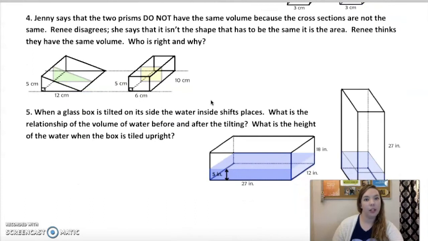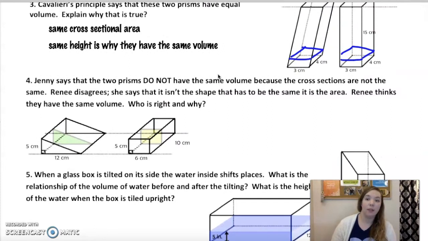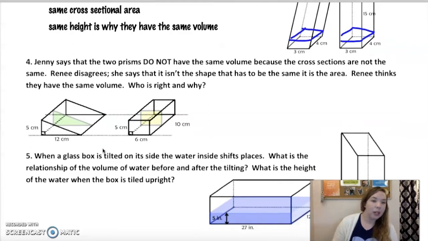Number 4, Jenny says the two prisms do not have the same volume because their cross-sections are not the same. Renee disagrees. She says that it isn't this shape that has to be the same area. Renee thinks they have the same volume. Who is right and why? Okay, so they don't have to be the same shape as long as they have the same area. So here we had a more perfect square. This would be more of a parallelogram, so they're not identical shapes. So here they don't have to be either.